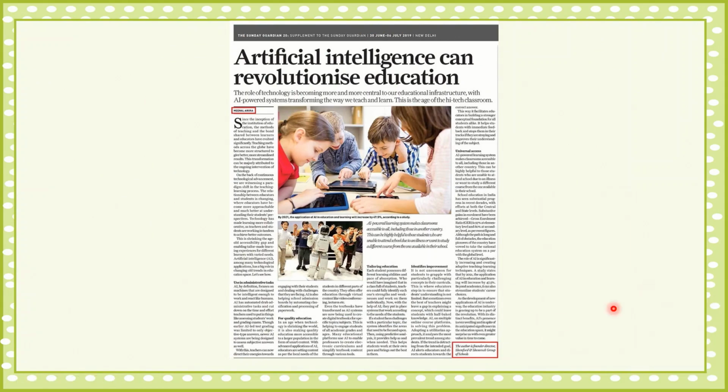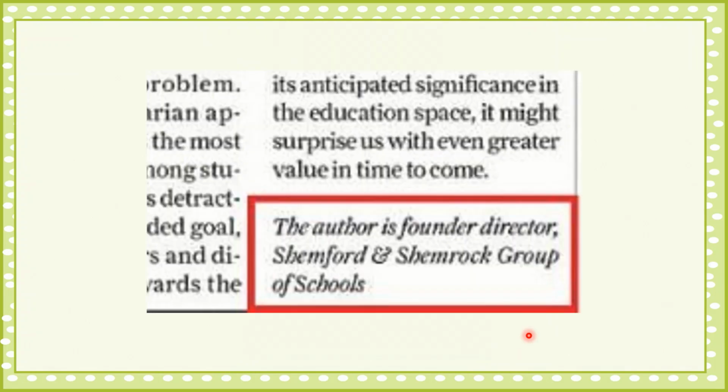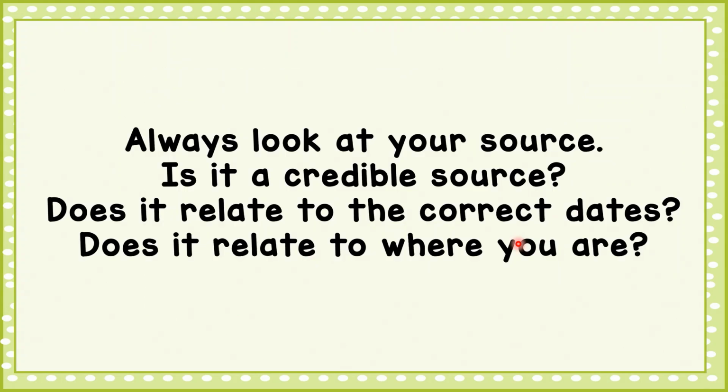If you look at this article and I go to this bottom section over here, we can see there's a section that they've highlighted for us. This says the author is founder director Shemford and Shamrock Group of Schools. So the person who wrote this article comes from a group of schools, a specific company that is a group of schools. And they're the founder and director. That means that they are the main person, the CEO. They founded the place.